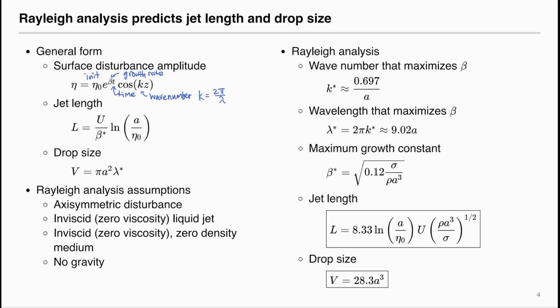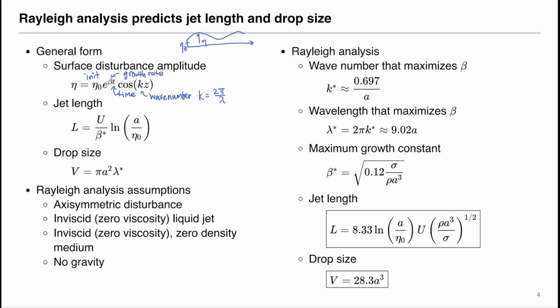Graphically, the surface disturbance amplitude can be visualized by a graph. We have a sinusoidal disturbance initially, then the initial disturbance is eta naught, and the disturbance at any time will be eta.